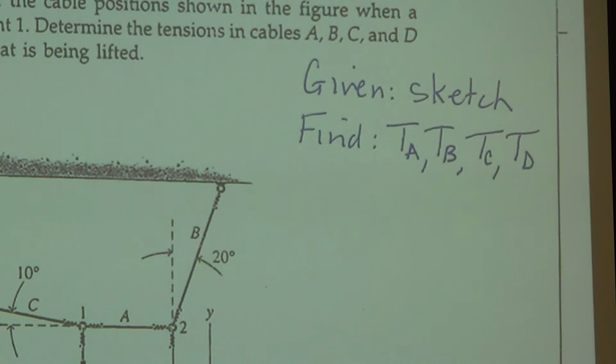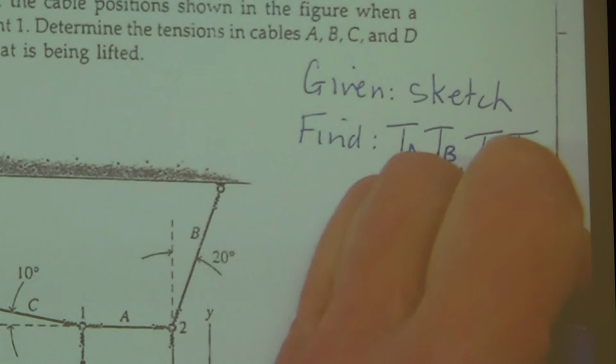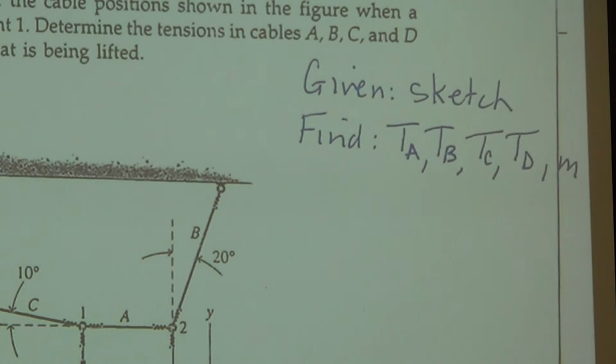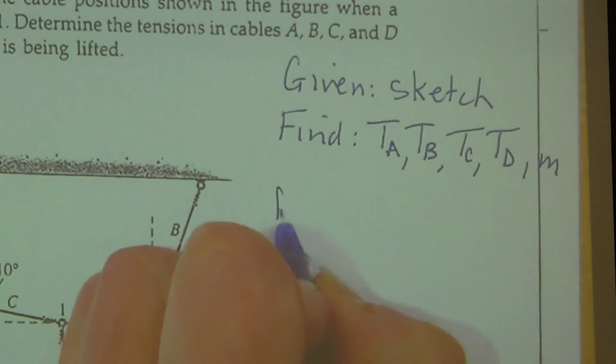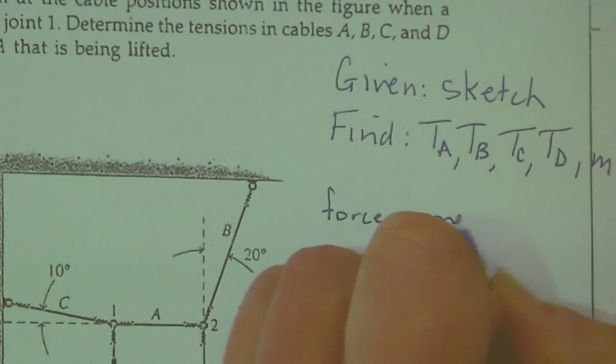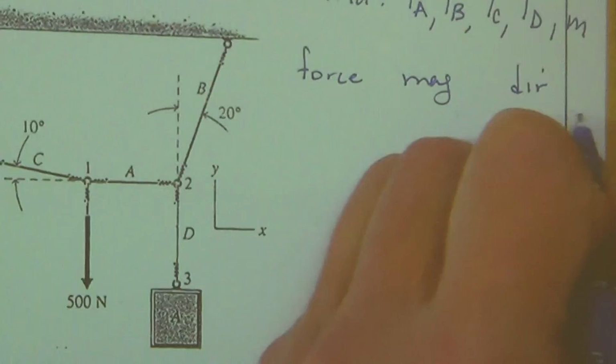One more thing to find: the mass of body A. So I guess we have to put M because they want mass. Okay, so now let's make our table: force, magnitude, direction.